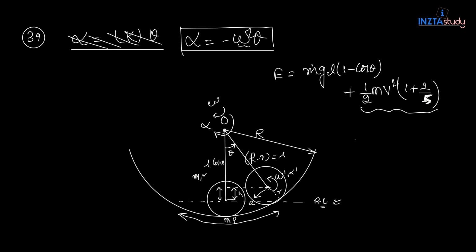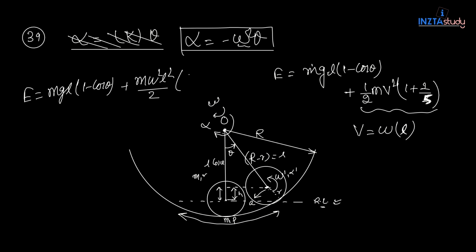Now we'll write it another way. If the speed of the center of mass is v, then v can be written as omega into L, where omega is with respect to this point. So the same E can be written as mgL (1 minus cos theta) plus m omega square L square by 2 into 7 by 5.